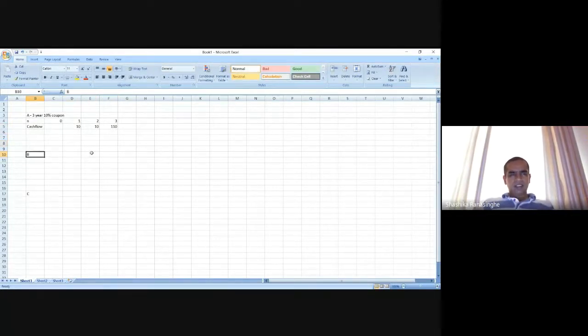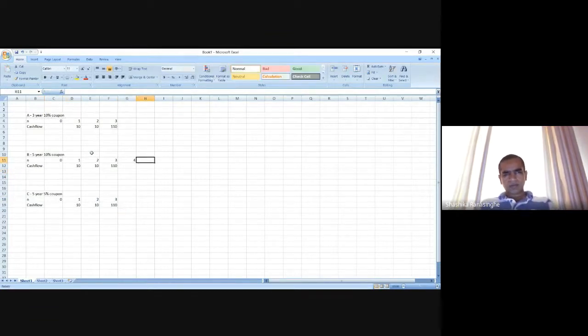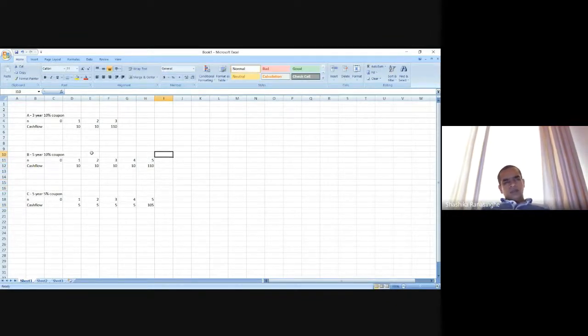Then let's assume that B is a 5-year bond, the same coupon, right? 10% coupon. Whereas C is a 5-year bond, 5% coupon.